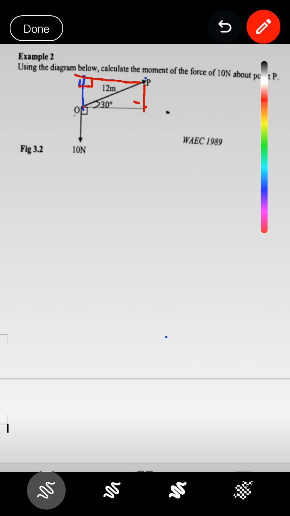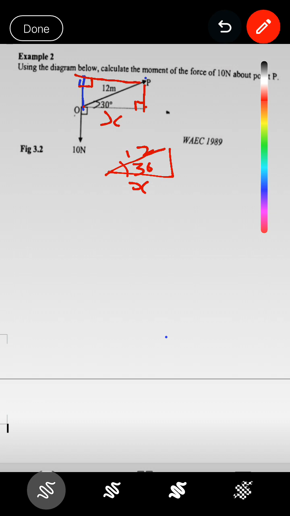So calculating that distance as x, this will now form a right-angled triangle. So let's redraw the right-angled triangle. This is the 12 centimeter. This is the distance x. The angle is 30 degrees.